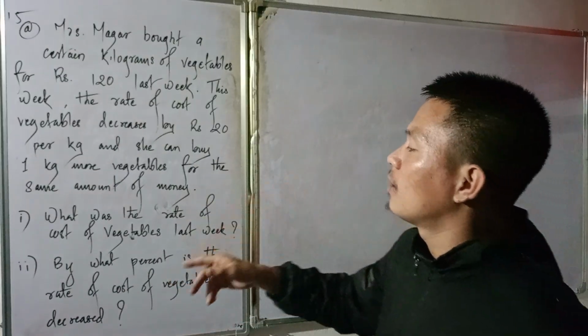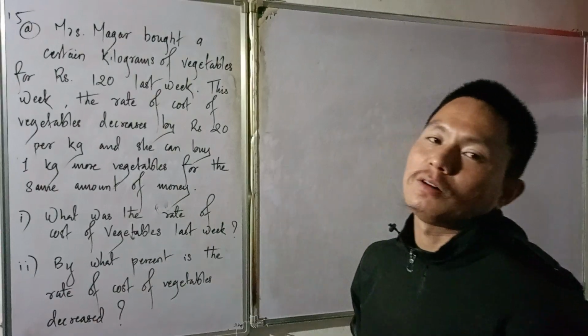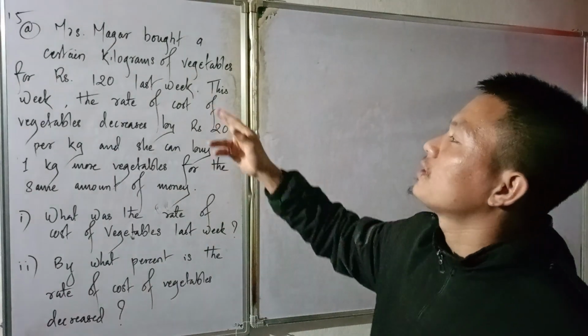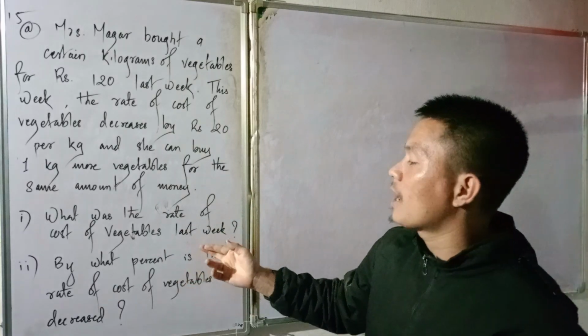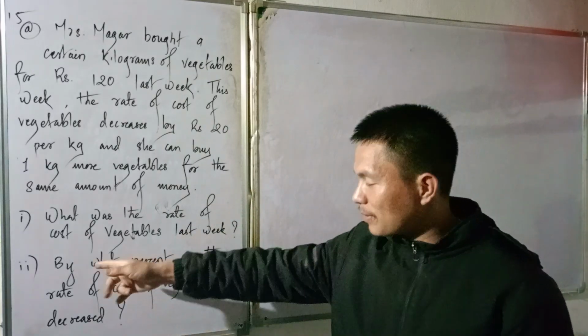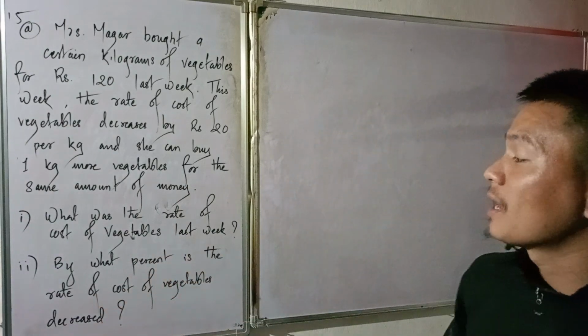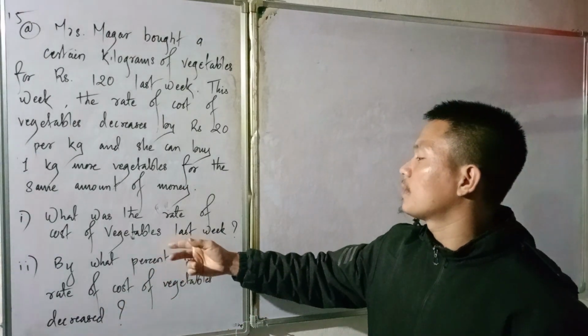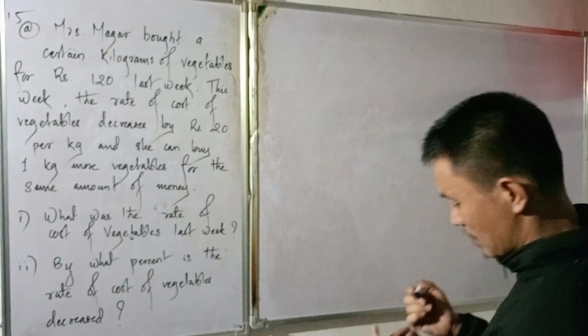Now what was the rate of cost of vegetables last week? What was the cost per kg last week? That has been asked. And in part double I, the question is: by what percent is the rate of cost of the vegetables decreased? Now first let's solve this. What was the rate of the cost of vegetables last week?